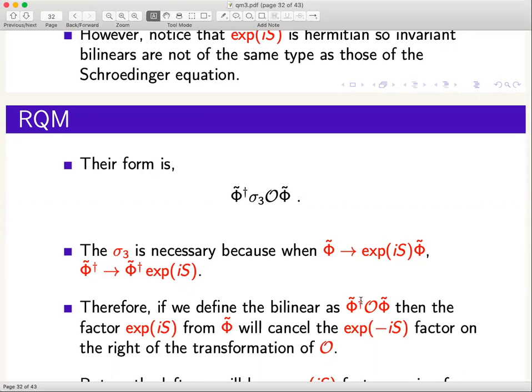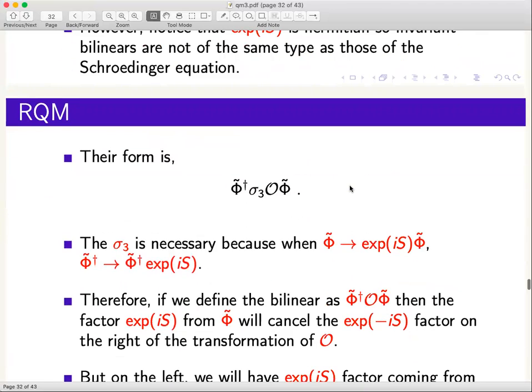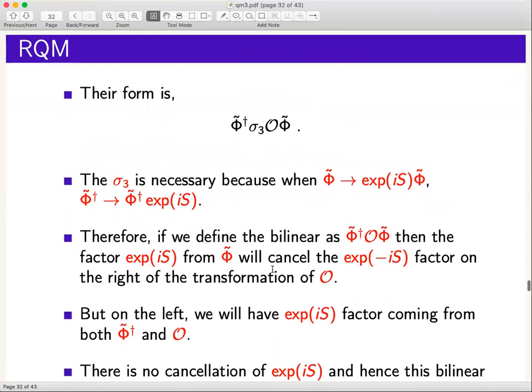Okay, and that would cancel with e to the minus is of the operator piece. Therefore there is no factor on the right hand side. But on the left hand side, you have e to the plus is from the operator under similarity transformation, whereas phi tilde dagger would give you e to the plus is again. So you would end up with e to the 2 times I times s factor sandwiched between phi tilde dagger and O, and no factor between O and phi tilde.